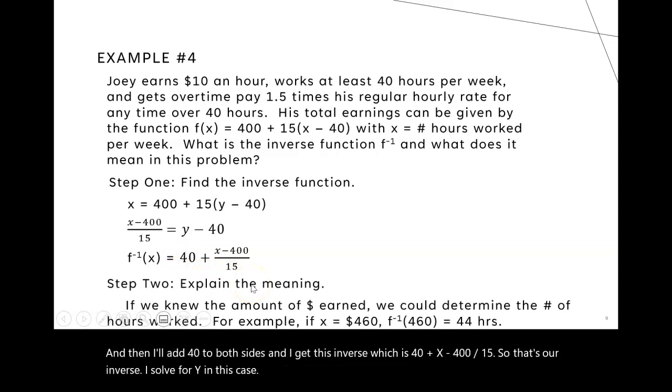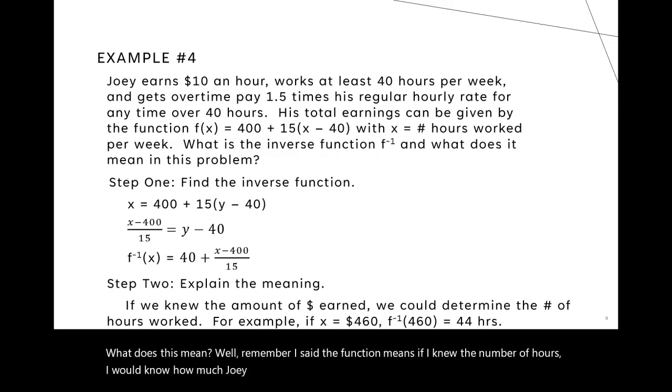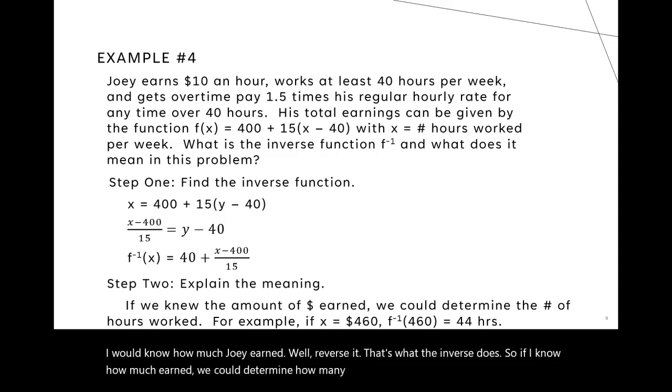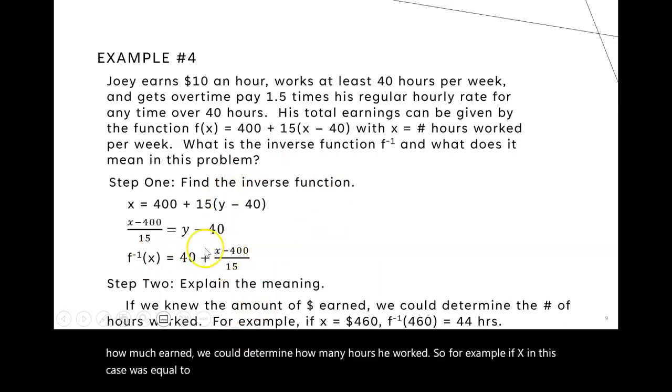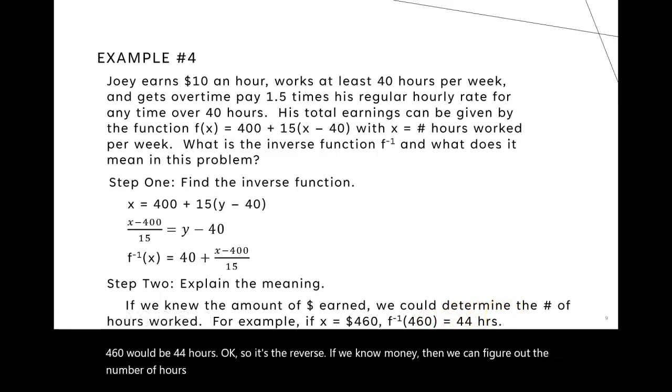Well, what does this mean? Well, remember I said that the function means if I knew the number of hours, I would know how much Joey earned. Well, reverse it. That's what the inverse does. So if I know how much he earned, we could determine how many hours he worked. So for example, if x in this case was equal to 460, I could plug that into this function and solve, and I would get f inverse of 460 would be 44 hours. Okay, so it's the reverse. If we know money, then we can figure out number of hours worked.